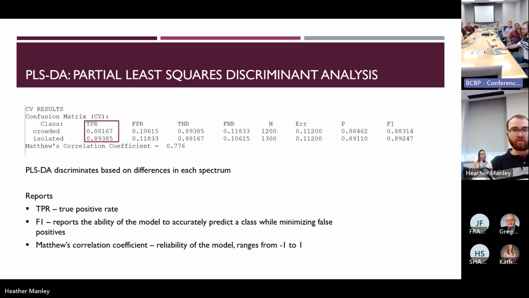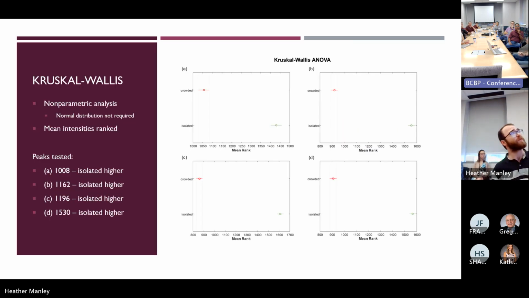So the last test that was performed was the Kruskal-Wallis one-way ANOVA. The Kruskal-Wallis test is a non-parametric test, meaning that there is no normal distribution required to perform this test. And what it does is it ranks the mean intensities of peaks. And then for the classes that were chosen at specific wave numbers, it shows the ranks of those 2 peaks to determine if there's a statistical significance and a difference between them. If you look at these, you can notice that for all of these, there's a very big difference. And for all of them, also isolated is higher than crowded.